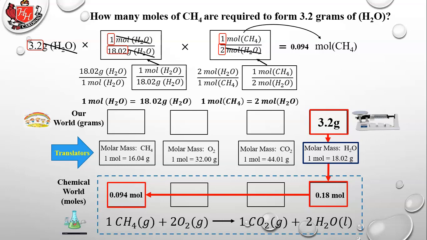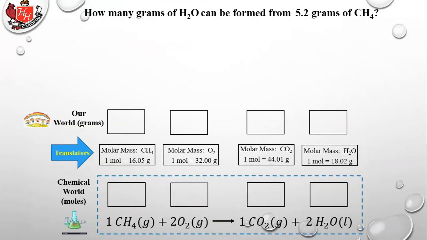Finally, we're going to do one more problem here and be done. Now, how many grams of H2O can be formed from 5.2 grams of CH4? So now we're starting off with a measure that's in our world, grams, something we can measure on a scale, 5.2 grams of CH4. And we want to end up with a measure that's also in our world, grams, something we can measure on a scale, in this case, grams of water. So think about it. Where are you going to put the 5.2 and where are you going to put the question mark, which is how many grams of water or how many grams of H2O? Think about it. I'll give you a second. Pause the video if you need to.